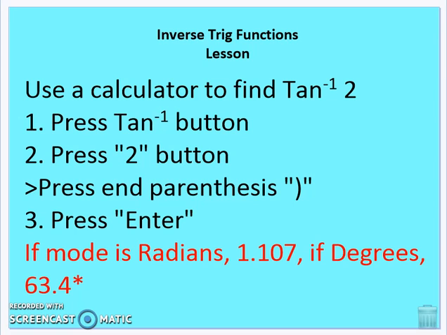And we're going to say that it's 1.1 and 63.4 based on the values that we're getting, the principal values that we're getting for inverse tangent of 2 from your calculator.